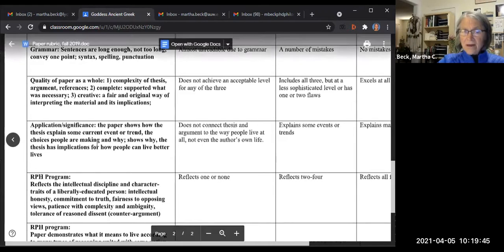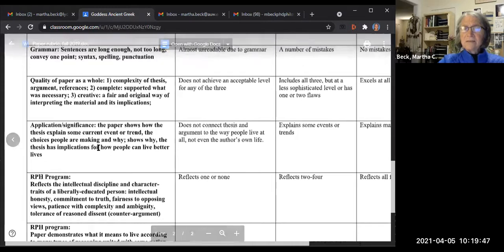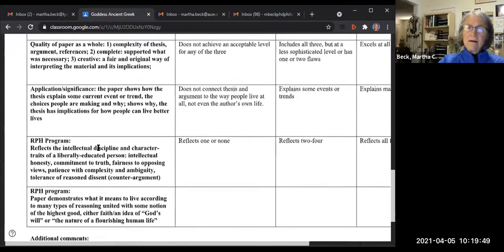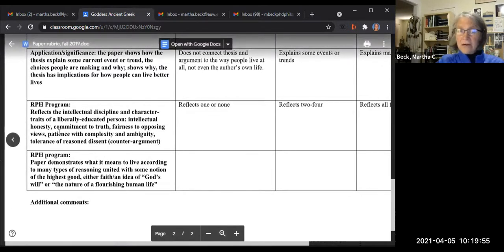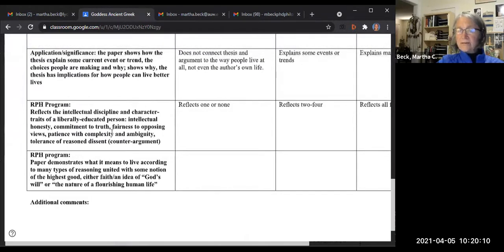And then it applies, okay? It applies to current events. And then I have these criteria. It shows that you are intellectually honest. You're committed to truth, you're fair to opposing points of view, patient with complexity and ambiguity. So these aren't super issues on this particular paper, but they're always, you know, important in the back of your mind.